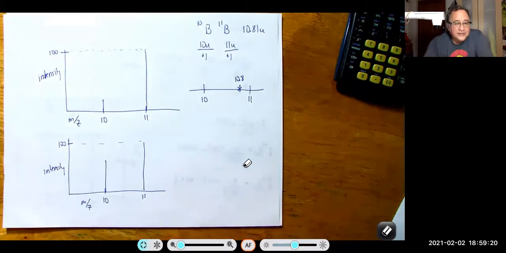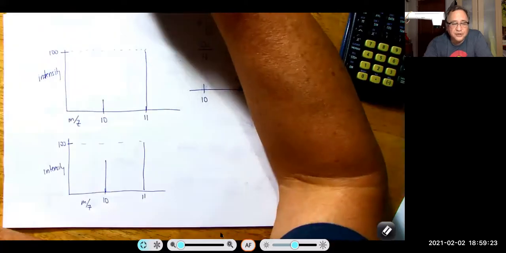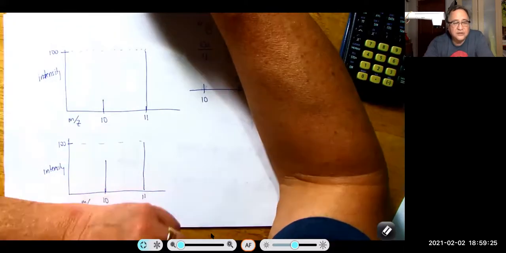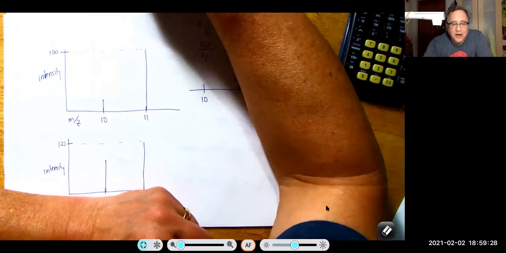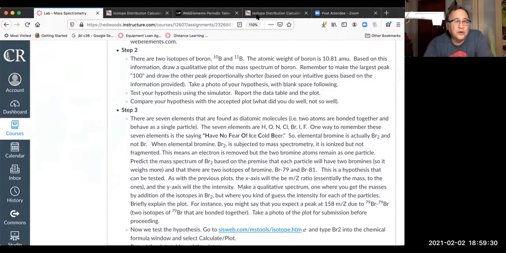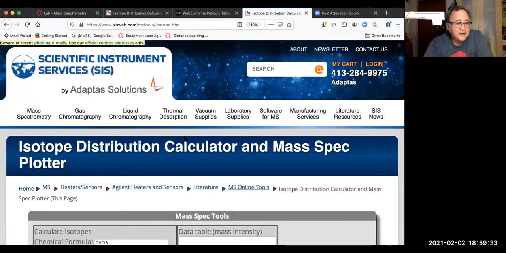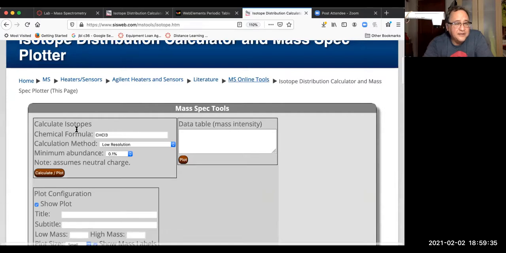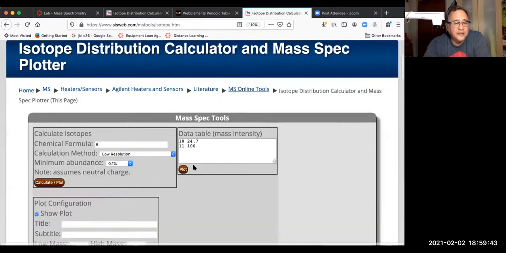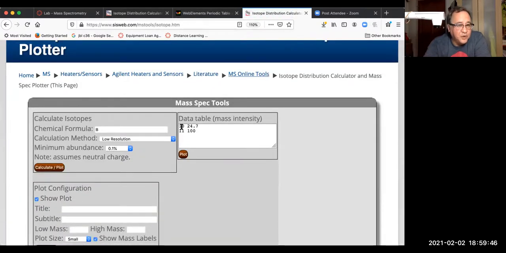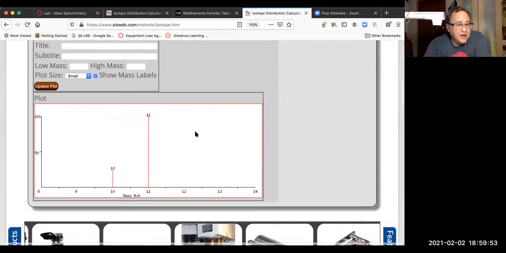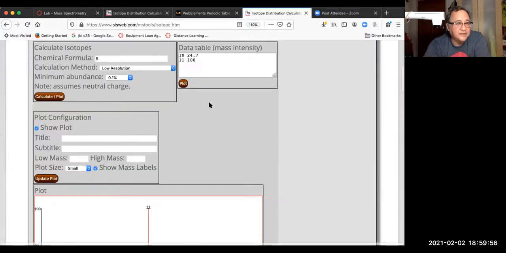Okay, so let's take a look at the actual results. So this is the literature value, as it were. I'm going to go to my browser. I'm going to go to Isotope Distribution Calculator, and I'm going to type in the letter B for boron. And let's see what we get. We get, hey, we get 2 peaks, one at 10 and one at 11. The one at 11 is the 100, and the one at 10 is about 24.7.